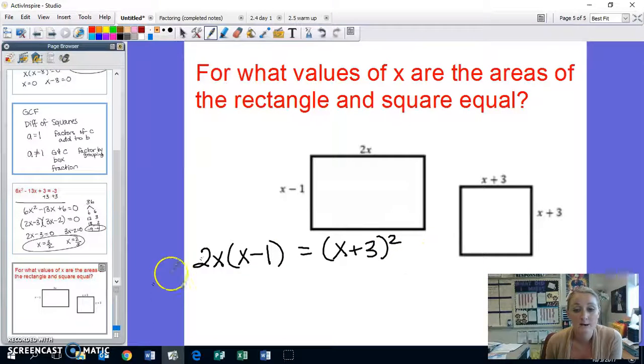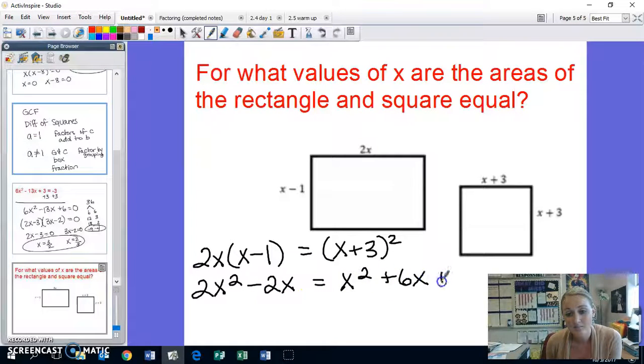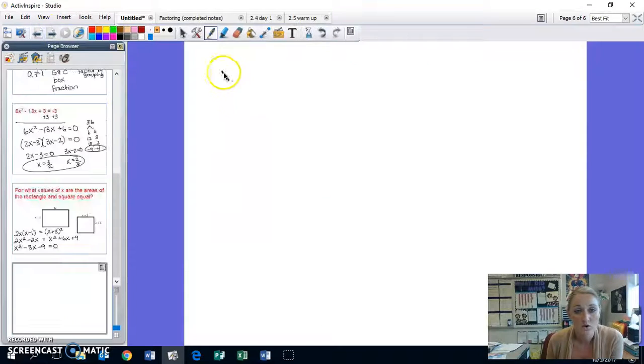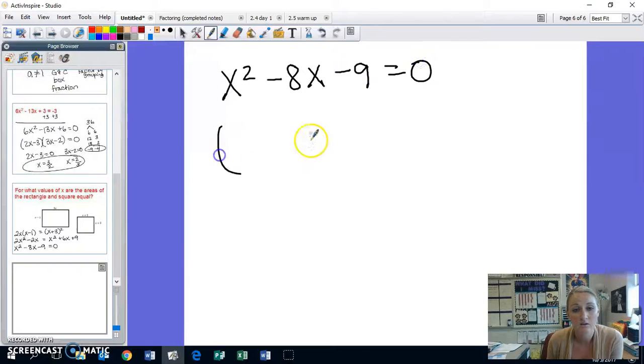Sometimes you may need to simplify or multiply out before you can move terms and set the equation equal to 0. So I have 2x squared minus 2x equals x squared plus 6x plus 9. Remember, this is our perfect square trinomial pattern. So when I set my equation equal to 0, I have x squared, subtract 6x from both sides gives me negative 8x, and then subtract 9 from both sides gives me negative 9. So let's go ahead and solve that. x squared minus 8x minus 9 equals 0.